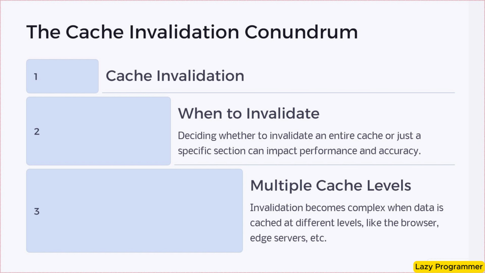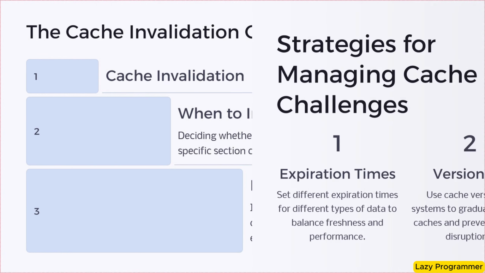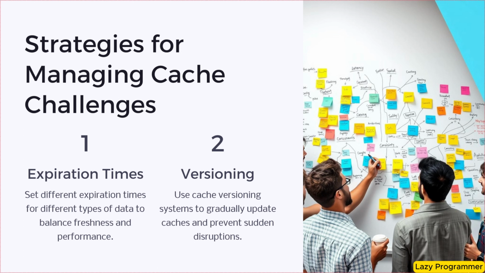Now, to handle these challenges, Amazon may employ strategies like having a different cache expiration time for different types of data. For example, the price cache might expire quickly because that is more critical, and the product descriptions might be cached longer because they are not as critical as the product prices. Another strategy they can implement is a cache versioning system that can allow them gradual updates.